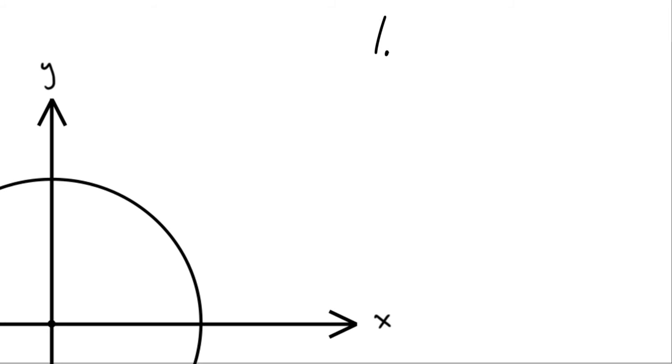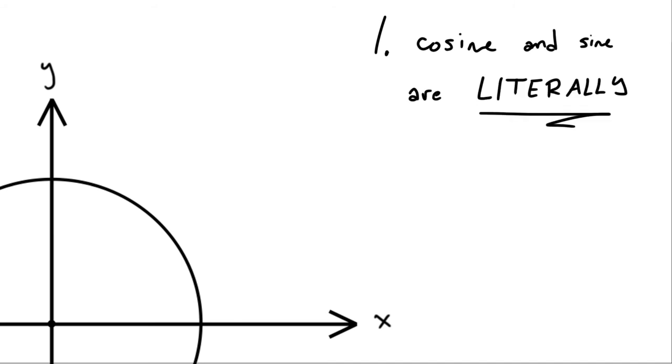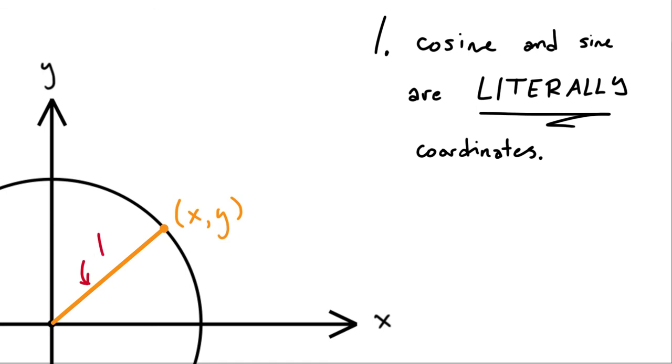The first important concept we're going to need is that on the unit circle, cosine and sine are literally coordinates. Now, to see what I mean by that, let's draw a line from the origin out to any point on the circle, and let's give that point the coordinates x and y. Now, the unit circle by definition has a radius of 1, and this line that we've just drawn is a radius of the circle, so it must have a length of 1.